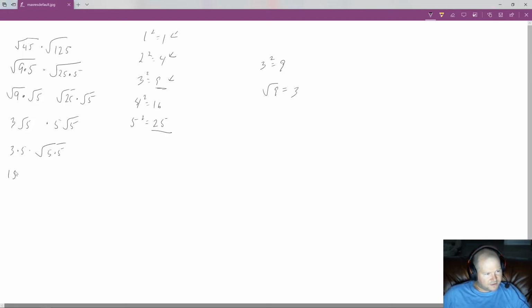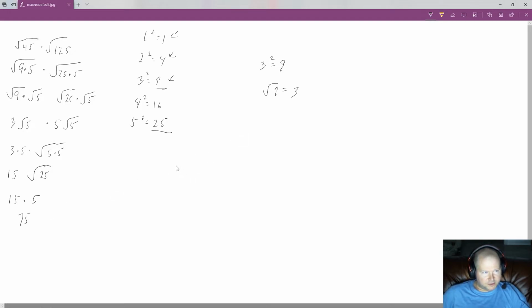3 times 5 is 15. And 5 times 5 is 25. Now we can take the square root of 25, which would give you a 5. And now, since the 5 is on the outside of the radical, we'd say 15 times 5 is 75.